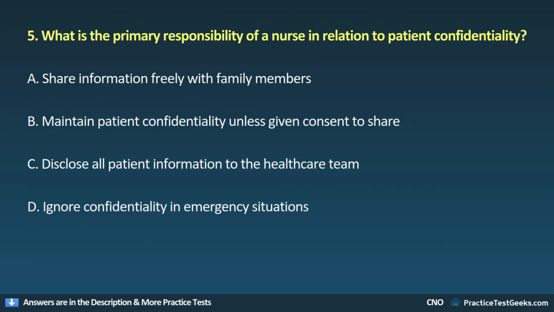5. What is the primary responsibility of a nurse in relation to patient confidentiality? A. Share information freely with family members. B. Maintain patient confidentiality unless given consent to share. C. Disclose all patient information to the healthcare team. D. Ignore confidentiality in emergency situations.